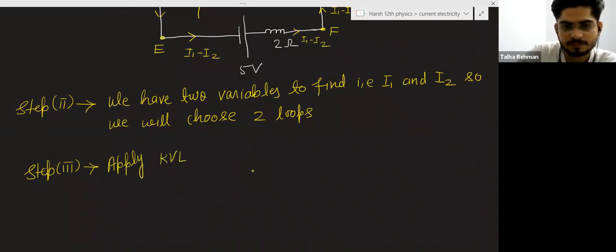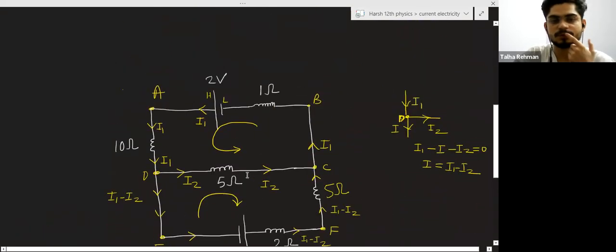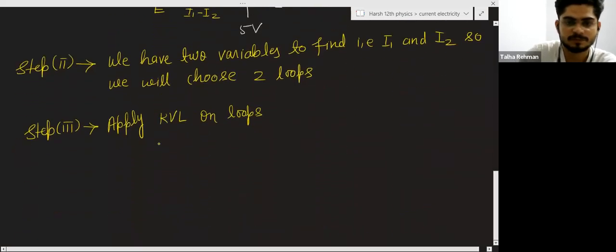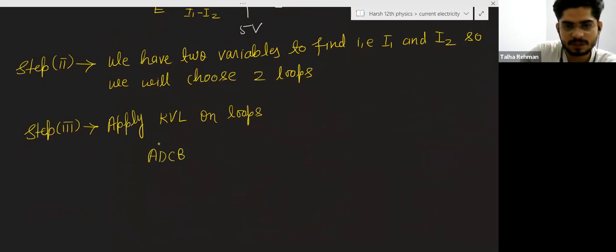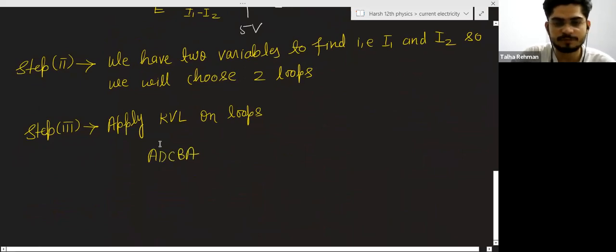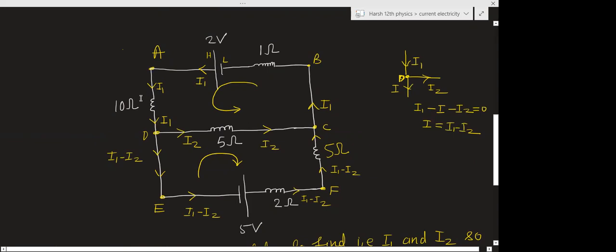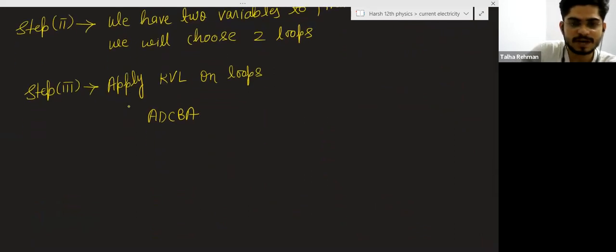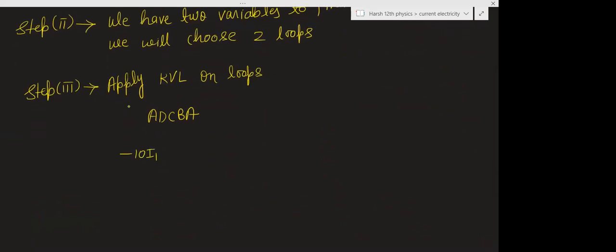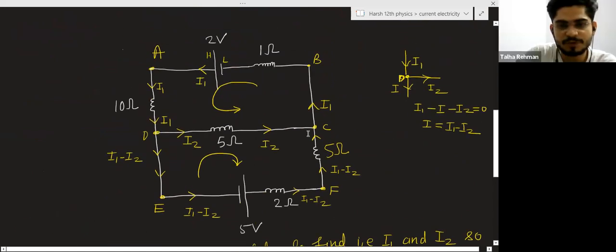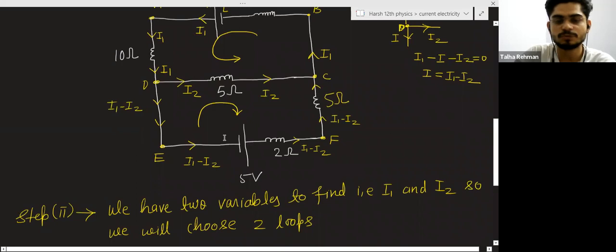So step third is to apply KVL on loops. Now I am choosing this loop A D C B A. For AD, you are moving in the direction of current, so you will write minus I1 into 10, means minus 10 I1. Now you are moving from D to C, so you will write minus 5 I2.